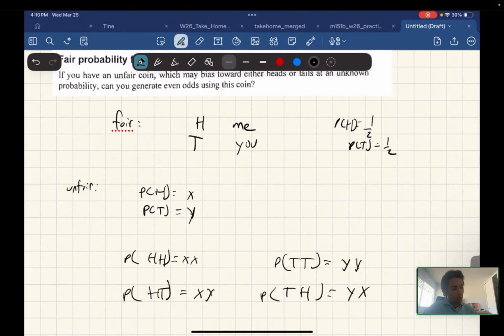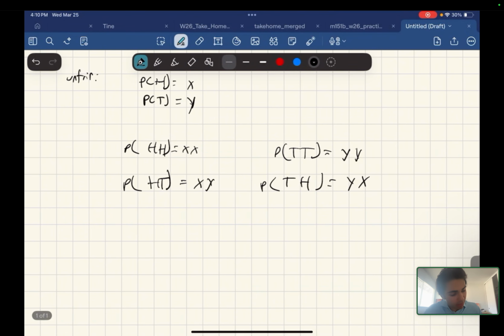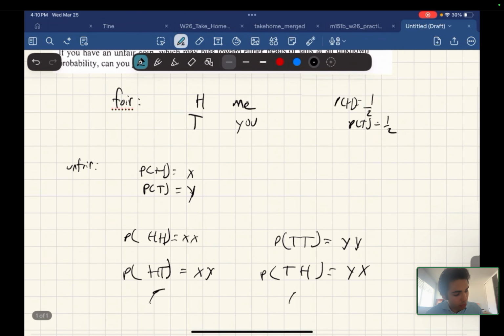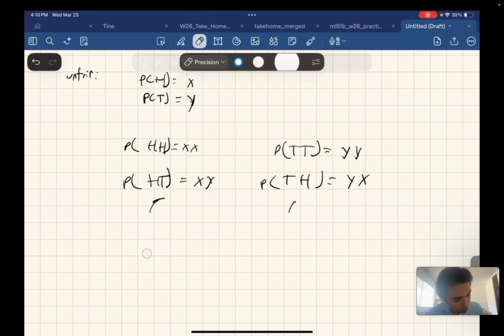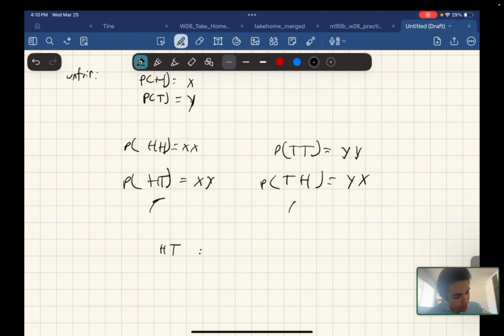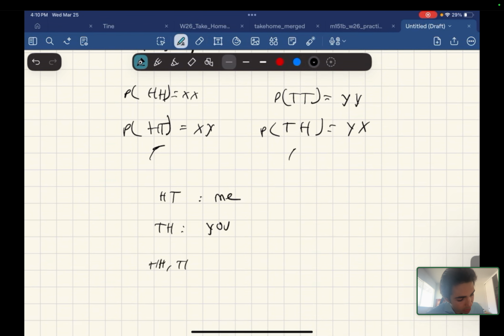As you can see, the probability of heads, tails and tails, heads are equal, so that makes it fair. With the unfair coin, we can say heads, tails is me, I win, and tails, heads is you win. So we have a game with an unfair coin that has equal probability for either of us winning. And if it's heads, heads or tails, tails, just flip again, because those are unfair sequences.